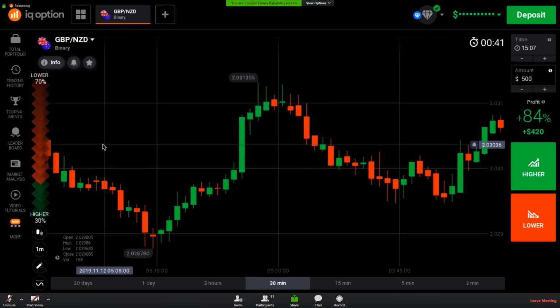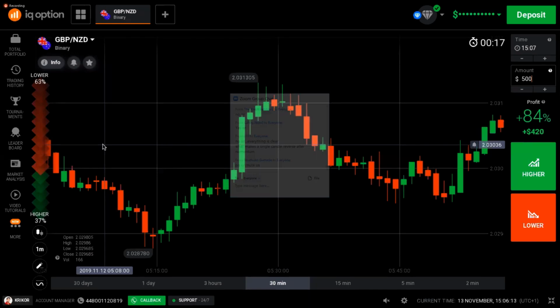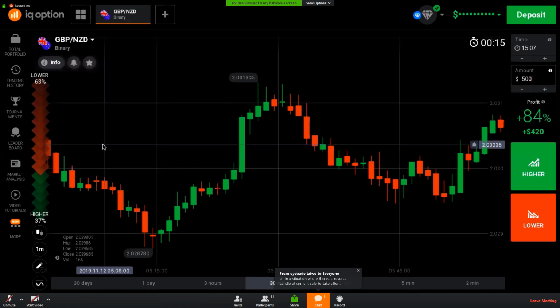I will still show you more examples of momentum at SNR area. But this is the rule. What makes a single candle reverse after momentum? Like I've said to you, sir, in a situation where there is a reversal candle at the SNR, it is safe to take after the reversal candle.